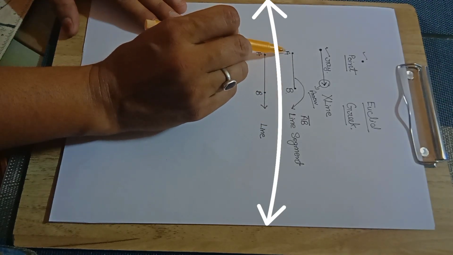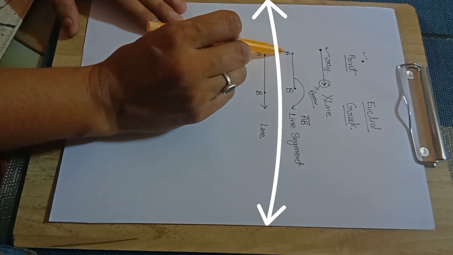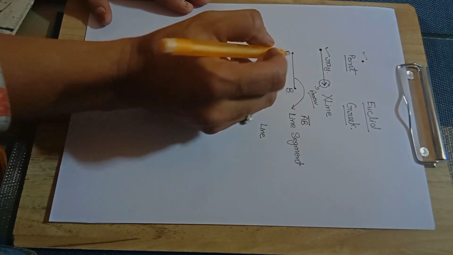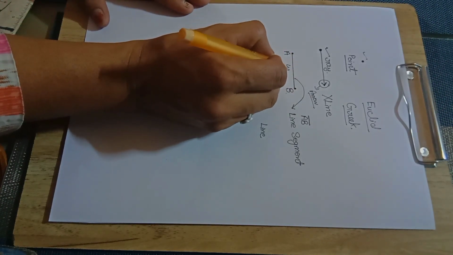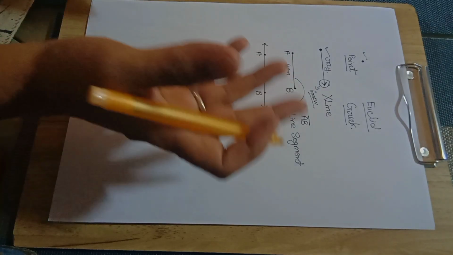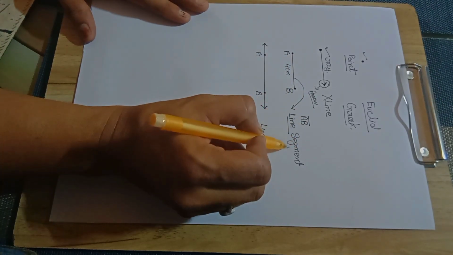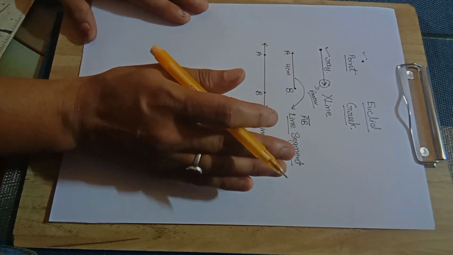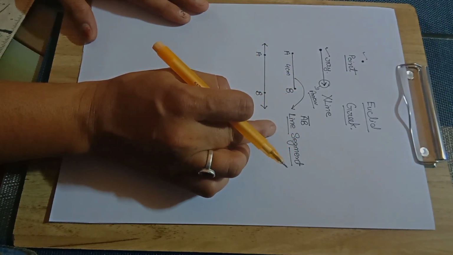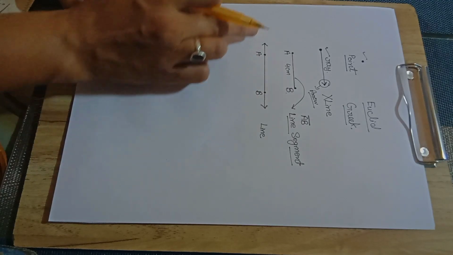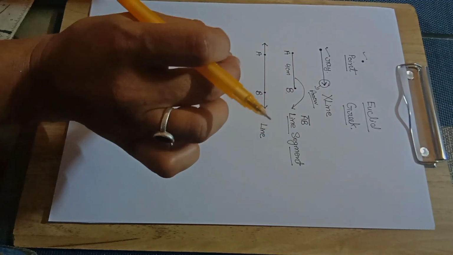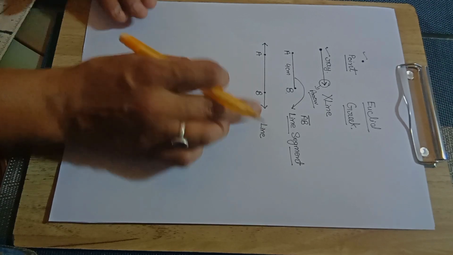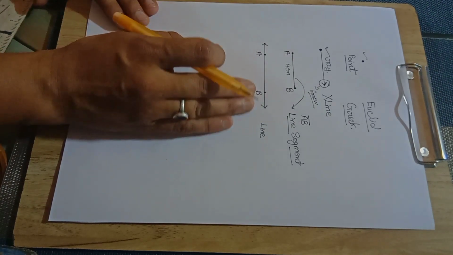But I call AB, where it has 2 end points and it has a particular measurement, either 4 centimeter, 2 centimeter, 3 centimeter, a line segment. Don't call it a line. So a line never has 2 ends. It can extend from point A to point B.